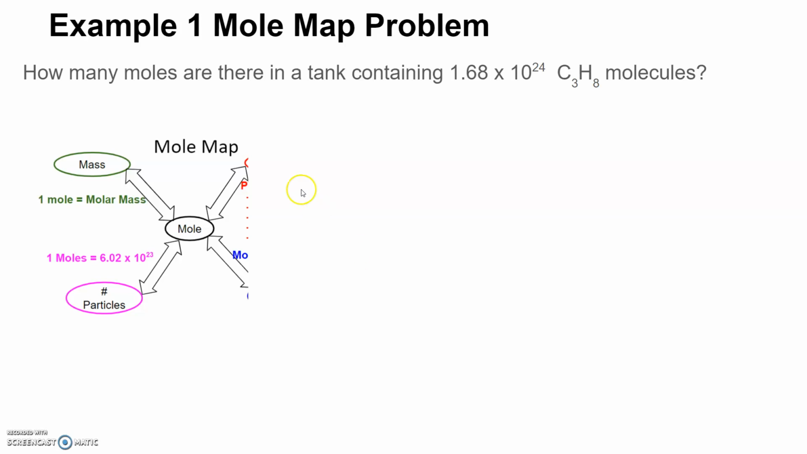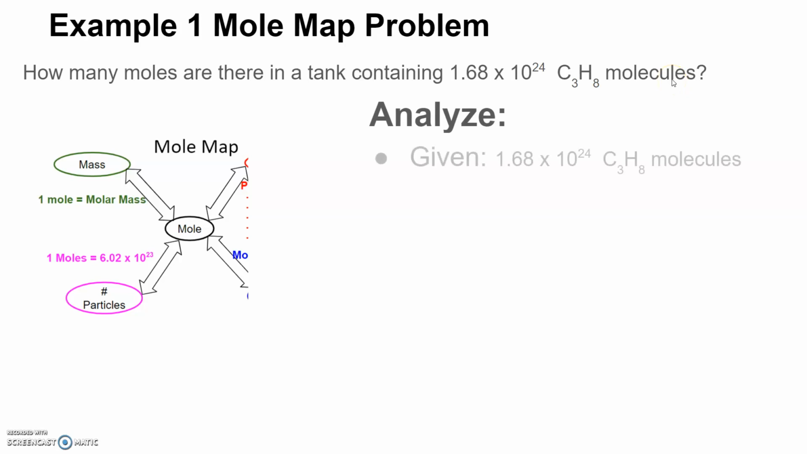So this one says, how many moles are there in a tank containing 1.68 times 10 to the 24 C3H8 molecules? So analyzing the problem, first thing I look for is my given. I'm given 1.68 times 10 to the 24 C3H8 molecules, and I'm trying to find the number of moles. So that means I'm starting here on my mole map, number of particles, and I'm trying to go to moles.